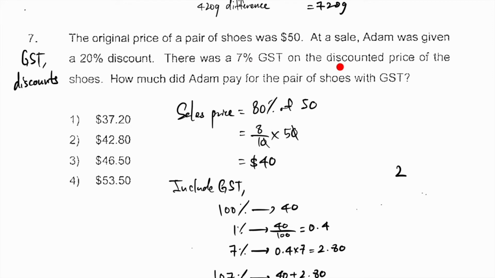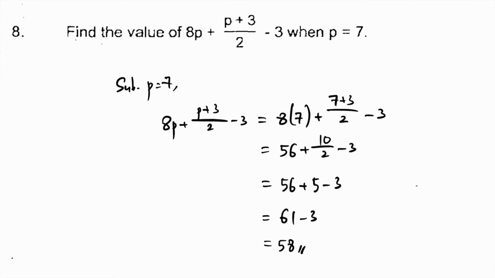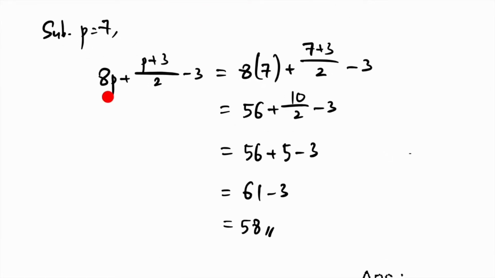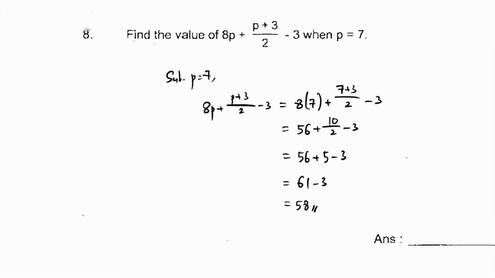No, of the discounted price, which is why I'm finding out 7% off 40, not 7% off 50. So for this question, we are now going to substitute P equals 7 into every instance of P here. So this is no longer 8P, this is now 8 times 7. This is no longer P plus 3, this is now 7 plus 3. From here, just make sure you apply the rules, multiply, and then 10 over 2. Okay, this becomes 5. And then go from left to right, you get 61 minus 3, giving you 58.